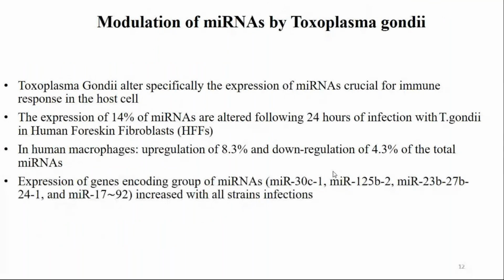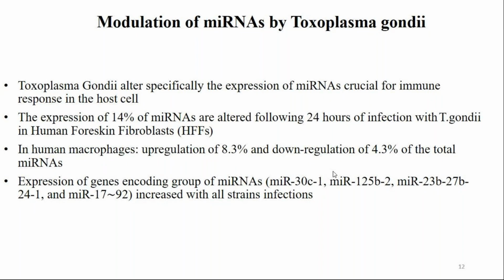It alters specifically the expression of microRNAs, crucial for the immune response in the host cell. The expression of 14% of microRNAs is altered following 24 hours of infection in human foreskin fibroblasts under experiment. And in human macrophages, the upregulation of 8.3% and downregulation of 4.3% of the total microRNAs happened, as the experiment showed.